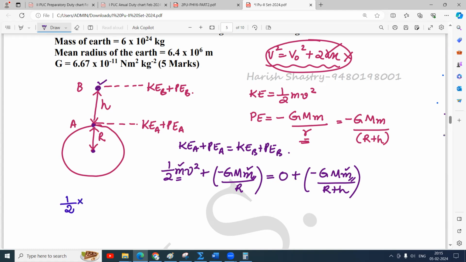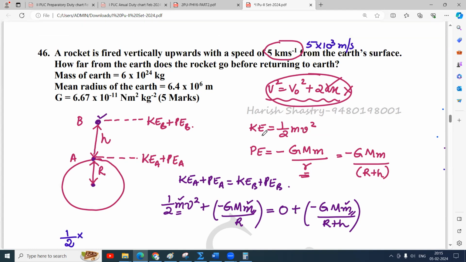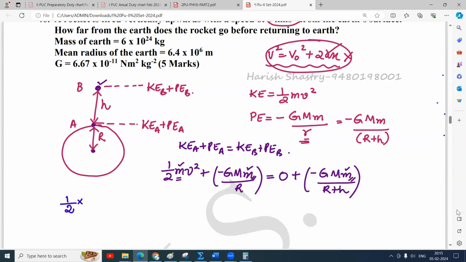V square. The velocity of the object is 5 kilometers per second, which can be written in SI unit as 5 into 10 to the power 3 meter per second. Kilometer is 10 to the power 3 meters. So I can substitute the value like this. Half v square, 5 into 10 to the power 3 whole square. M is already cancelled. Minus G is given here. You have it here, 6.67 into 10 to the power minus 11.